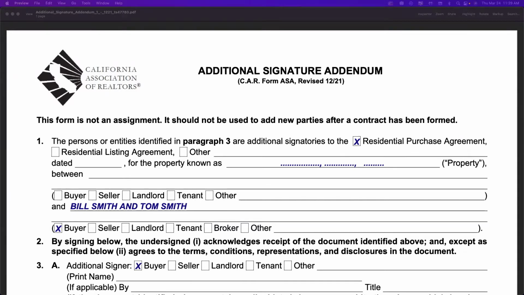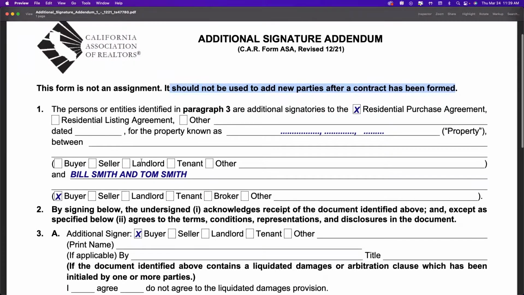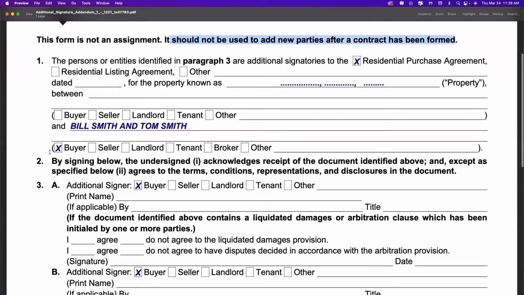What we have to look at is this at the top right now. It says this form is not an assignment. It should not be used to add new parties after a contract has been formed. It's only there for my original agreement. When I'm sending you the contract and it has multiple buyers, this is what we're going to use. Okay? The persons or entities identified in paragraph 3 are additional signatories to the residential purchase agreement, or the residential listing agreement.